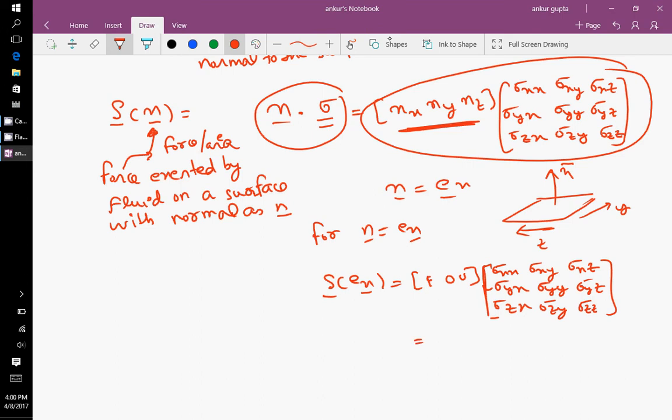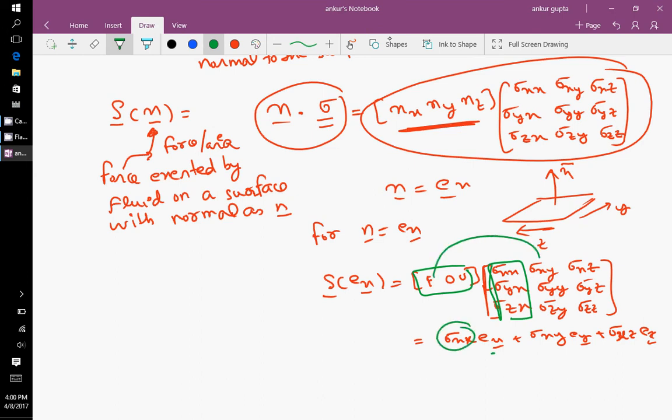And if you do this, you will find this becomes sigma xx ex plus sigma xy ey plus sigma xz ez. Basically what I'm doing is taking this vector and multiplying element by element on this and adding. So this is sigma xx plus 0 times sigma yx plus 0 times sigma zx, add and have ex here. This is obviously just sigma xx.